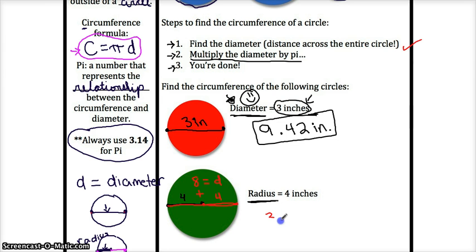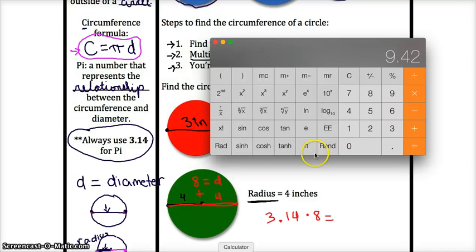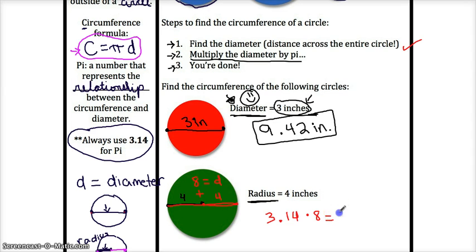So I'm going to do 3.14 times 8. I'm just going to grab my calculator and do it on my calculator. 3.14 times 8 gives me 25.12. So my final answer, 25 and 12 hundredths. And this is also in inches.